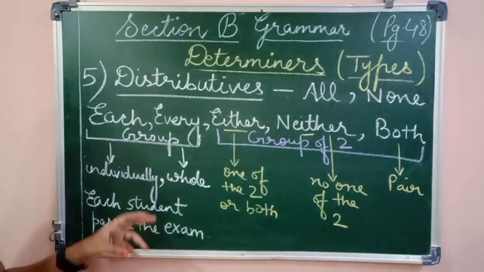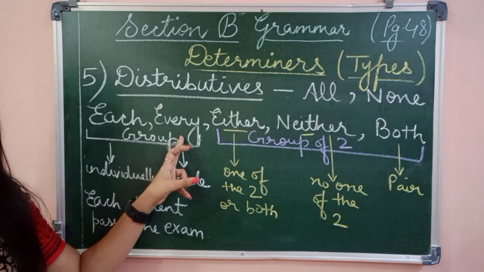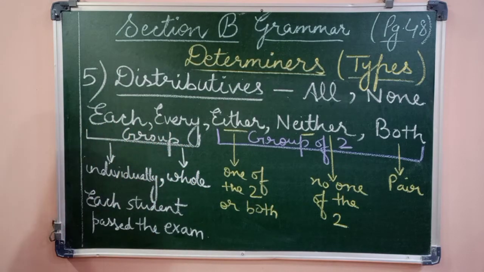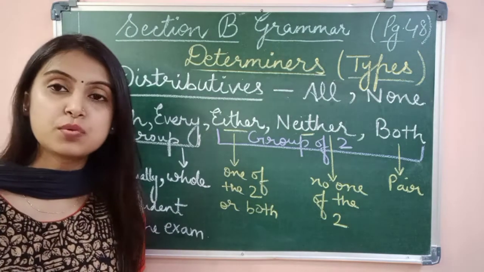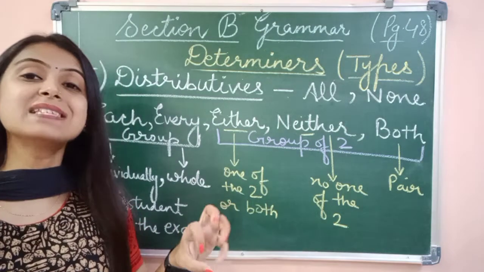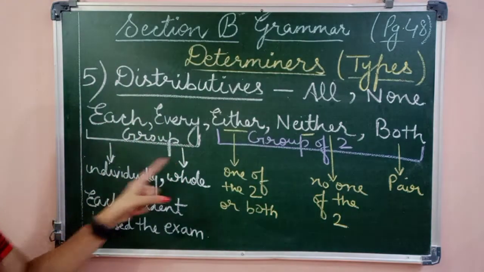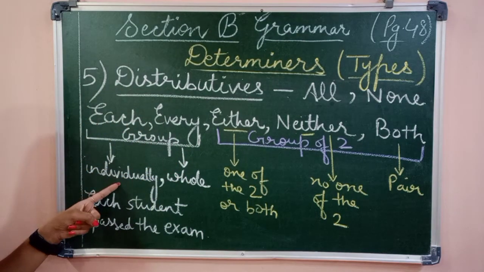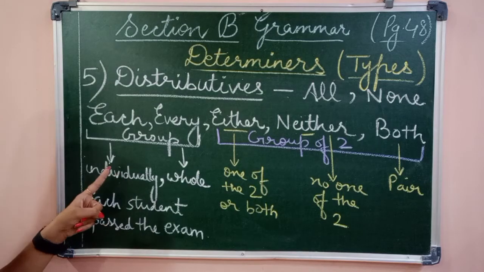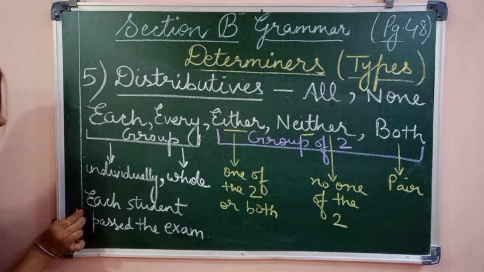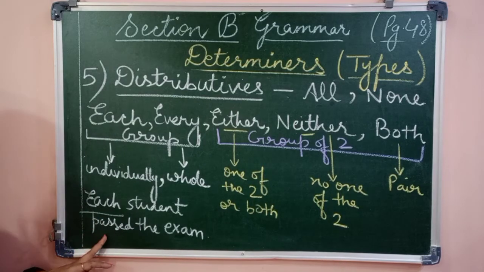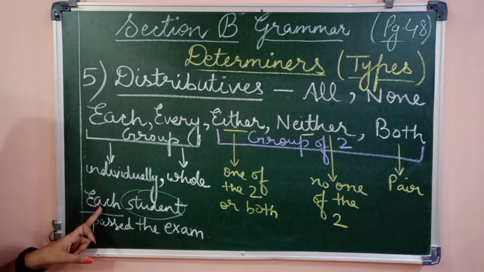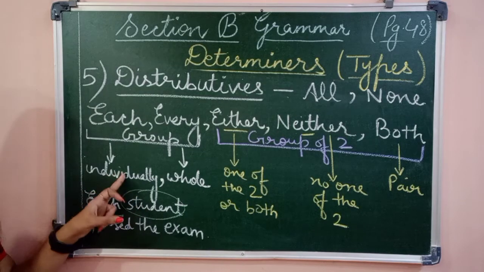Now let us talk about each and every. Each and every is used to talk about the individual, each individual, or individuals as a whole. They are used to refer to a group. Each is used to talk about the person or the thing individually. For example, I say each student passed the exam. Student is a noun, and before the noun we have used each to talk about the student individually, right?